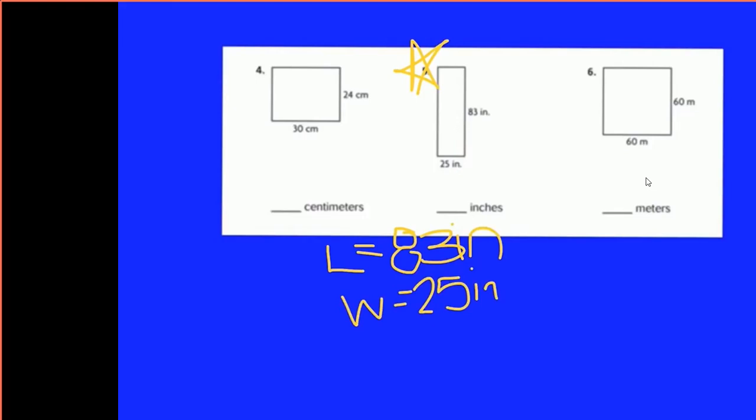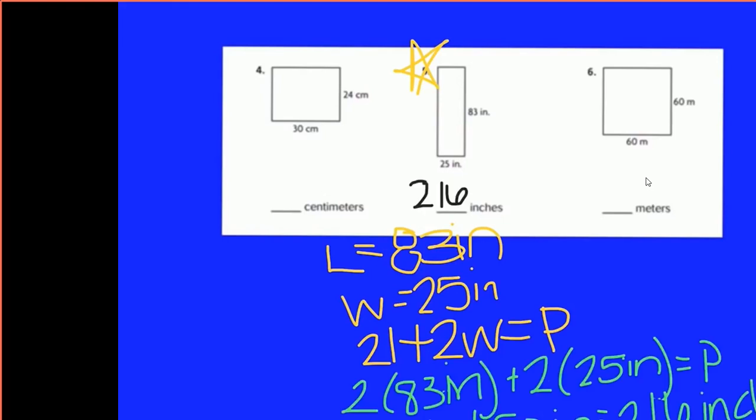Now remember, your formula is 2L, so 2 times your length, plus 2W, so 2 times your width, equals your perimeter. Go ahead and plug those in, boys and girls, and I want you to go ahead and try this math on your own. I know you can do a great job. Go ahead and push pause. Whenever you're ready, push play, and we'll work it out together.